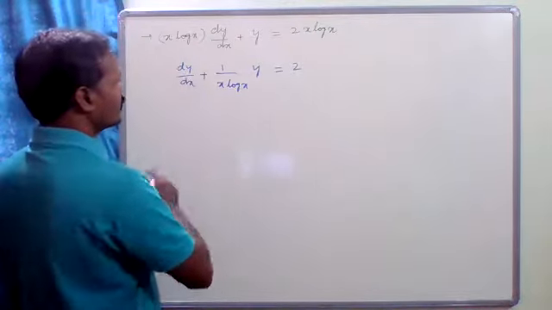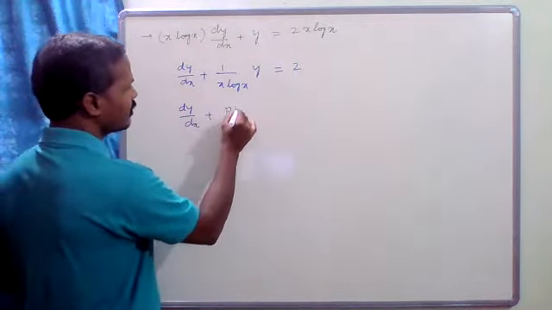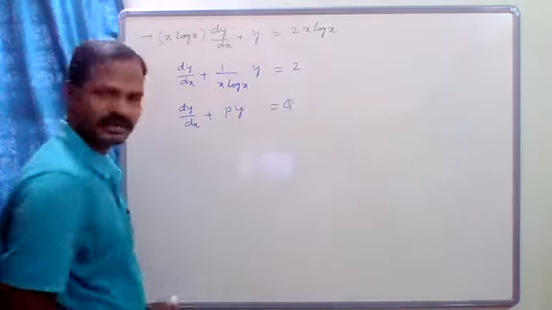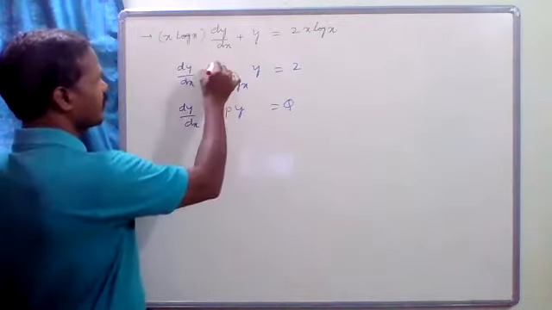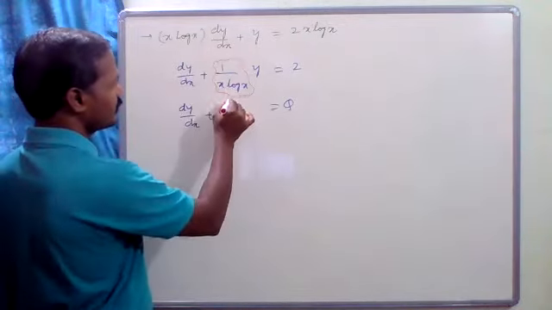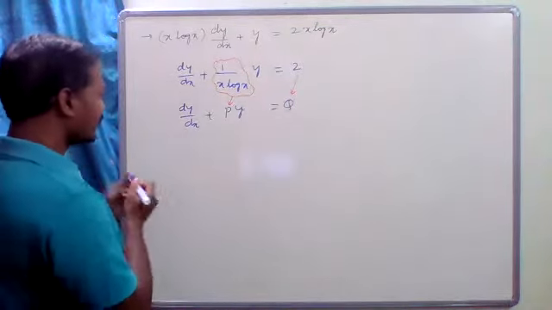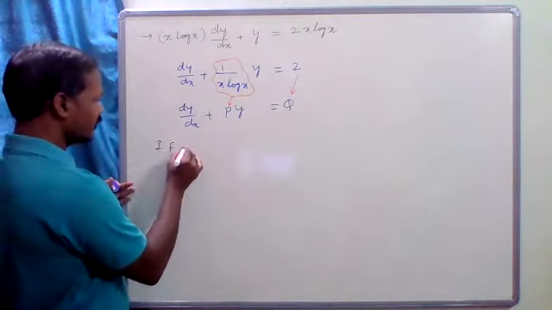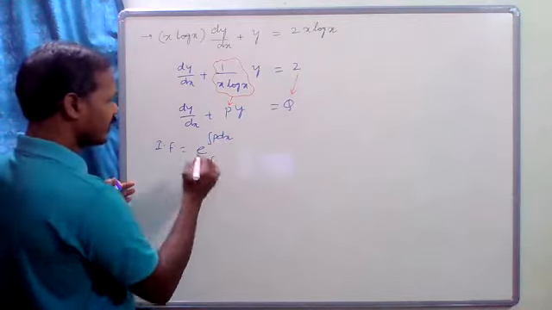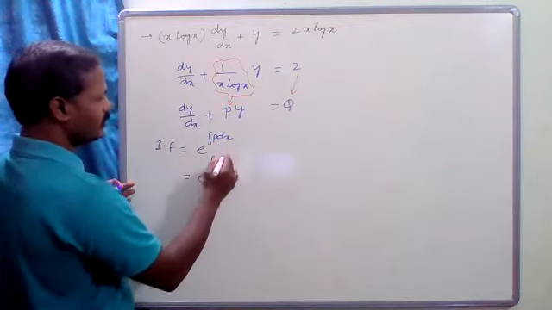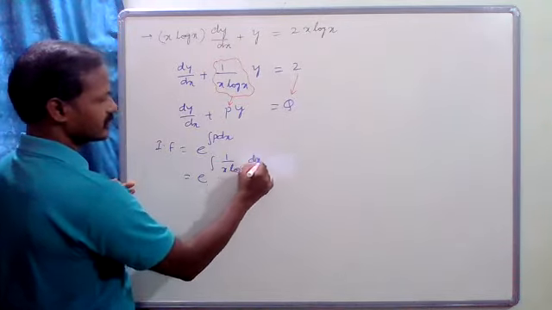Now this is of the form dy by dx plus py equal to q. So this one is p, and this one is q. Now what is the integrating factor? IF equals e power integral p dx. So this is equal to e power integral, what is the p value? 1 by x log x dx.